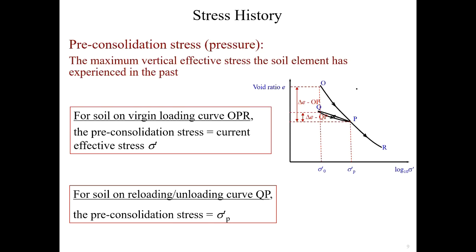This is useful in the later part, where we have to decide where the pre-consolidation stress is. So here we have to be careful. If it's on this line, then your calculated stress equals the pre-consolidation stress. If your point falls on the unloading and reloading curve, then your pre-consolidation stress will be the maximum point of this curve. So it will be the intersection point between QP and OPR. That's the point P.